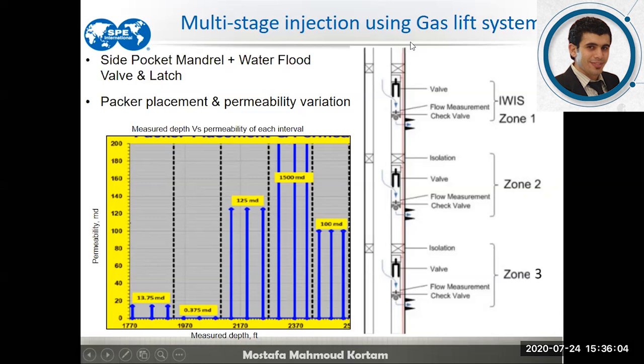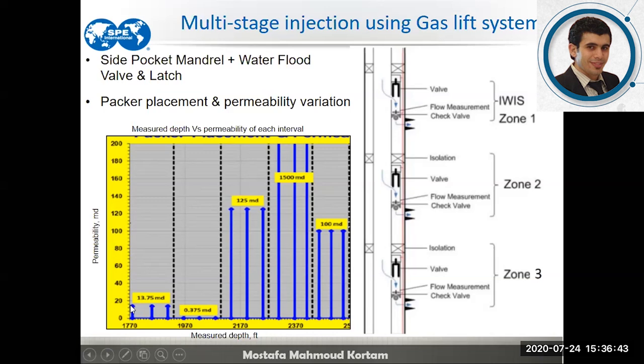It's usually used for producer wells, but can be installed in the injection wells. But at that time, it will be in the reverse direction, where it allows control of a particular amount of the injected water into each interval. So using the side pocket mandrel, the waterflood valves can be placed in order to assign, control, and partition the injection rates, in order to assign a particular injection for each interval.